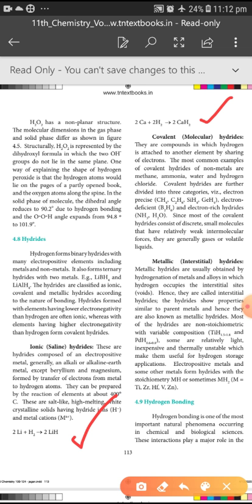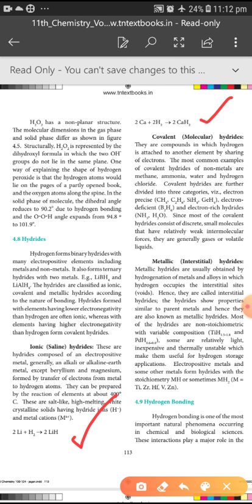Most covalent hydrides consist of discrete small molecules held together by weak intermolecular forces. So these molecules are generally gases or volatile liquids because they have weak intermolecular forces.